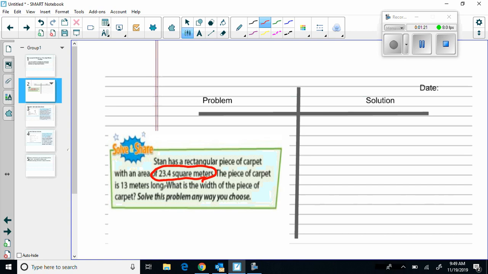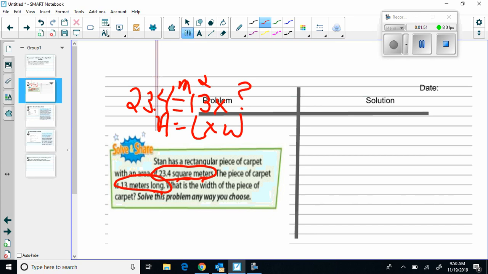So since it is 23 4/10 square meters, that means we've already found the area there. And if you remember, area is length times width, and we get squared meters or squared inches, whatever we want. The piece of carpet is 13 meters long, so it's giving us the length. It's saying 13 meters long, and it's already given us the area, which is 23 4/10 square meters. So in my head already, I'm thinking we're going to have to find the width. Well, what is the width of the piece of carpet? So I'm going to underline my question. What is the width of carpet?